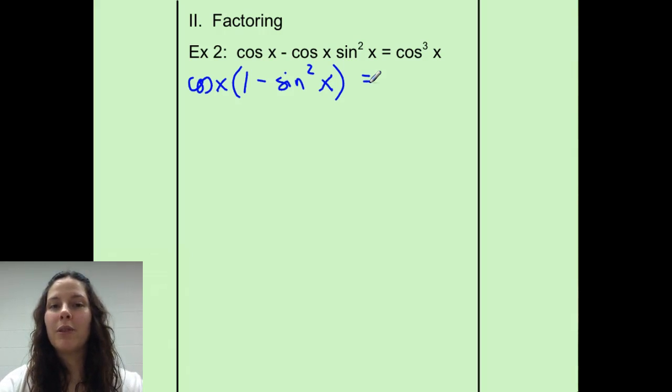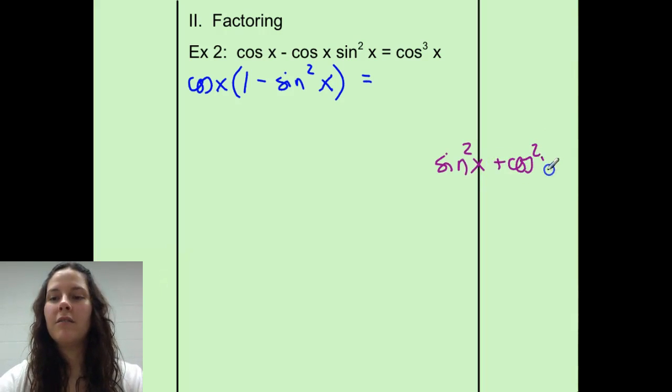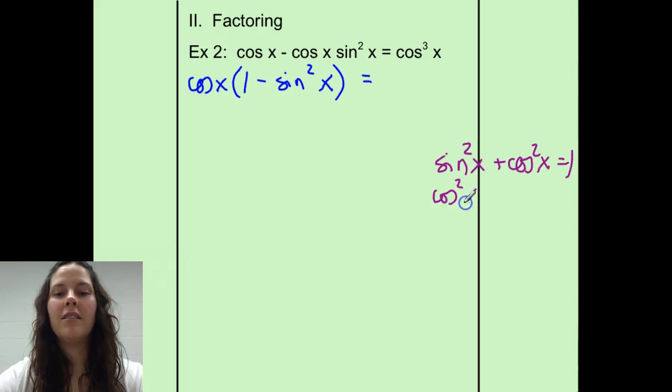It looks like I might be able to rewrite that with the Pythagorean identity. So going off to the right here, one of our Pythagorean identities is sine squared plus cosine squared equals 1. So if I subtract sine squared from both sides, I get 1 minus sine squared equals the cosine squared. So I can replace 1 minus sine squared with cosine squared.